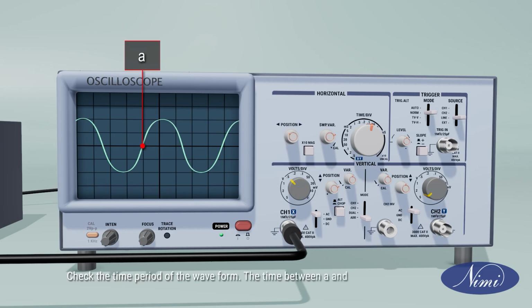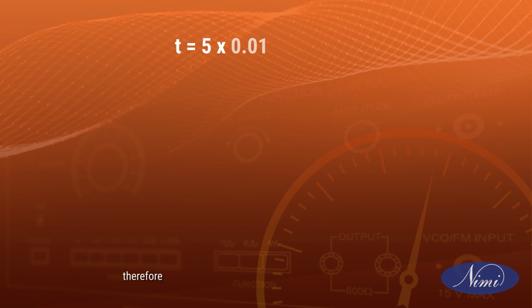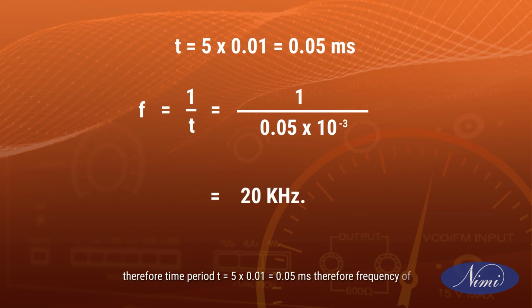The time between A and B can be determined by counting the number of horizontal divisions and multiplying it with time base range. Therefore, time period T equal to 5 into 0.01 equal to 0.05 millisecond. Therefore, frequency of the waveform f equal to 1 by T equal to 1 by 0.05 into 10 to the power of -3 equal to 20 kHz.